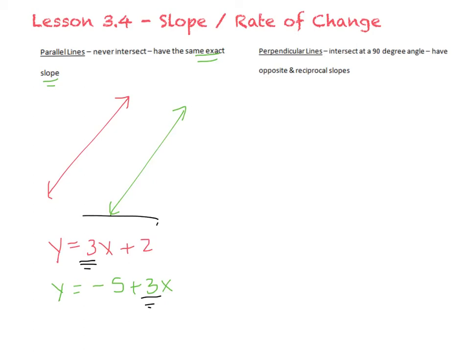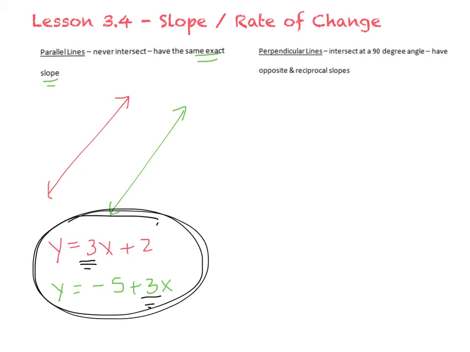So if I give you just this, you don't need a picture of a line. You don't need anything. You can just look at these two equations and say, hey, their slopes are the same. They must be parallel. And there we go. There's that one. Now, perpendicular lines, we'll go back to the red and green. Perpendicular lines intersect at 90-degree angles.